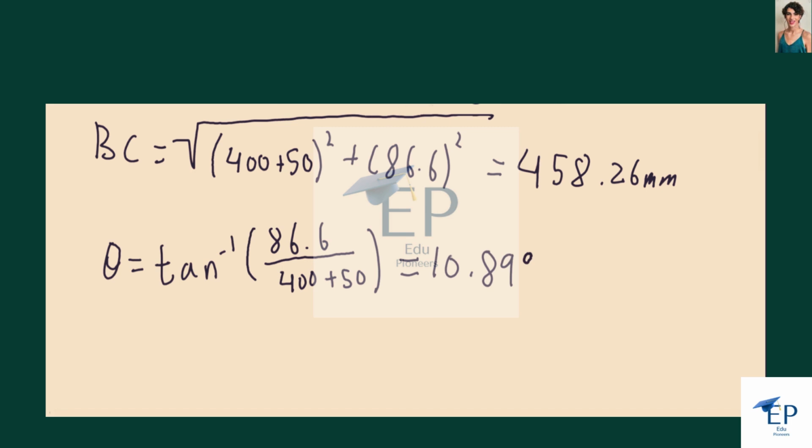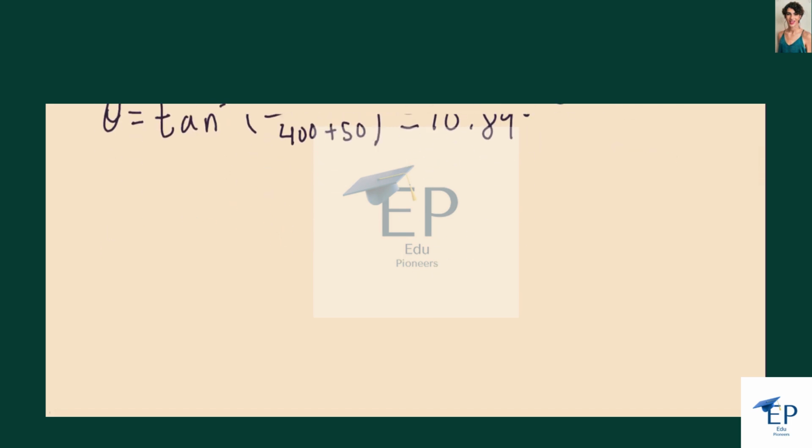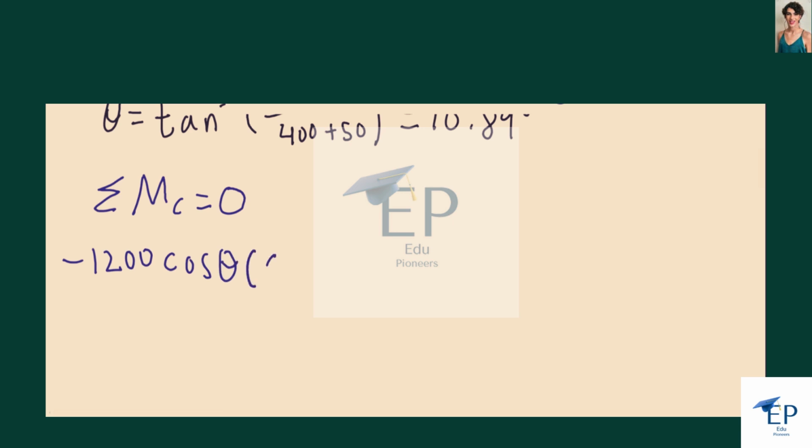So next we can take the sum of moments about the point C and set it equal to 0. And this is going to be equal to negative 1200 times the cosine of theta times CD plus force B times CV equal to 0.